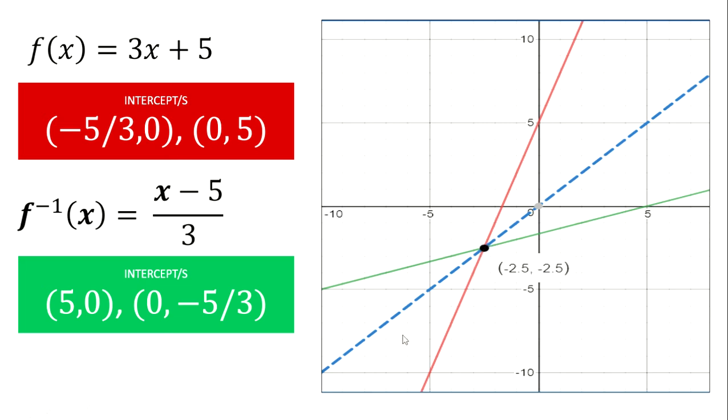And remember again the line of symmetry is y is equal to x. So we have here the graphs for the function. The intercepts are (0, 5) and (negative 5 thirds, 0). While for the inverse, we have here (5, 0) and (0, negative 5 over 3). So we have now the graph of the linear function and its inverse.